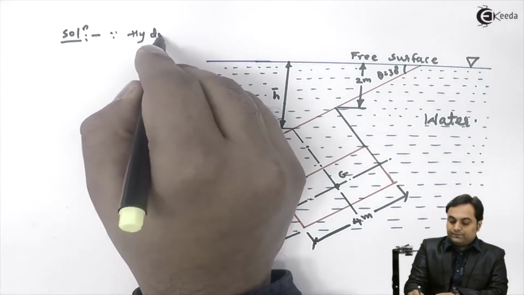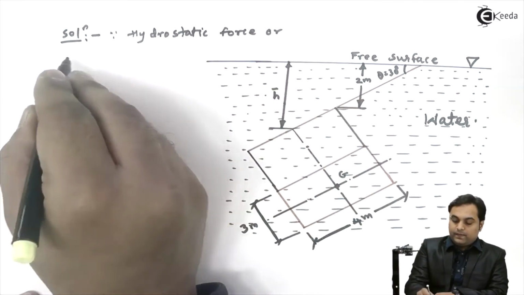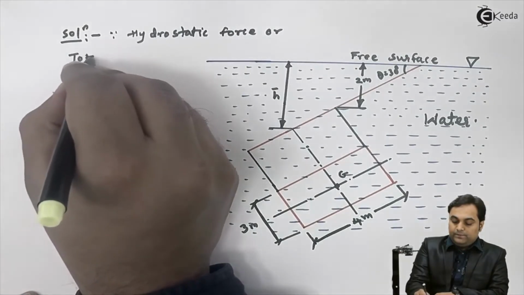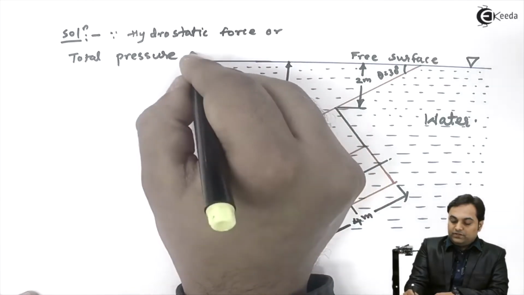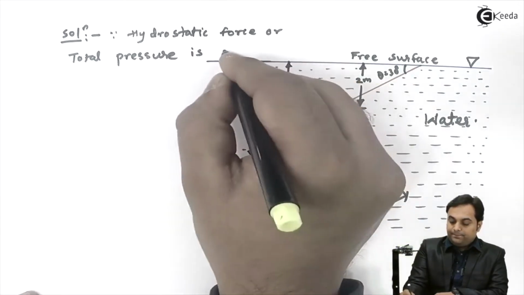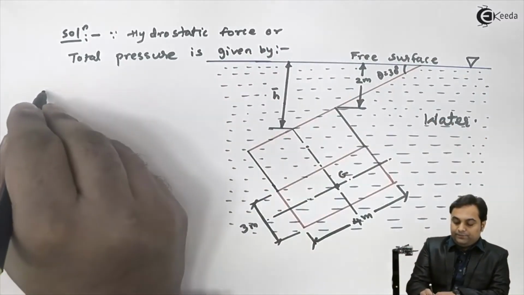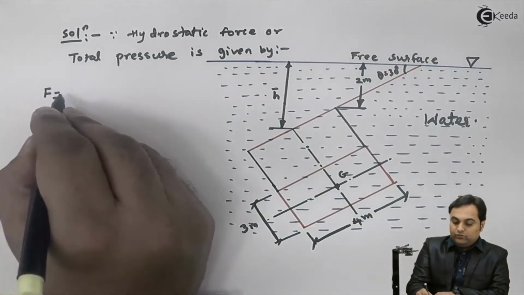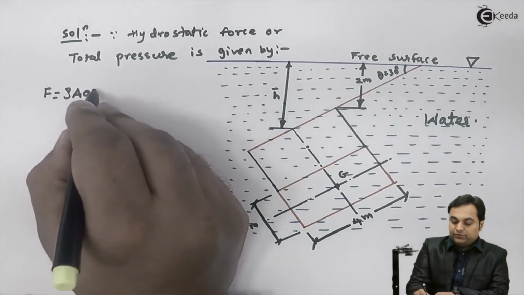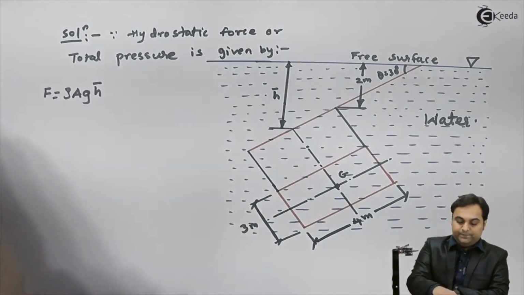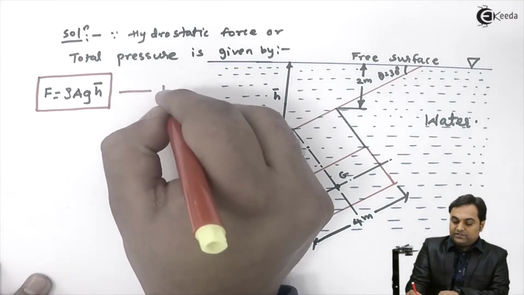I'll say that since hydrostatic force or total pressure is given by, we have the formula F is equal to density into area into acceleration due to gravity into H bar. I'll call this as equation number 1.